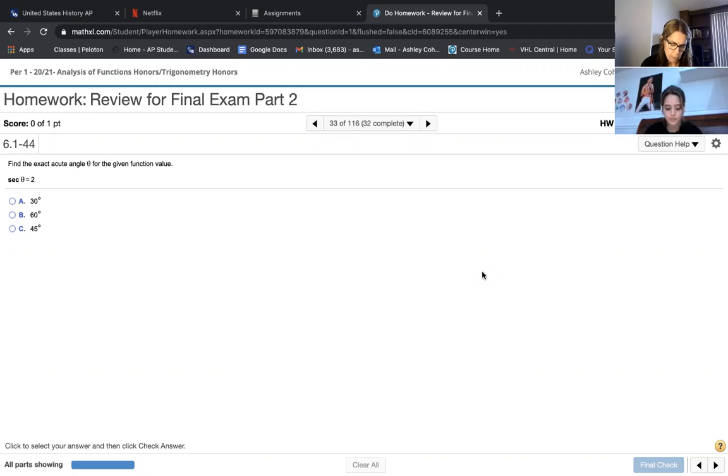Okay, so step by step, the reciprocal means 1 over secant, which is going to be 1 over 2. Okay, that sounds good. Next step, when we change it into cosine, it just means that cosine is equal to 1/2. So now we have cosine theta is equal to 1/2. And that is 60 degrees.